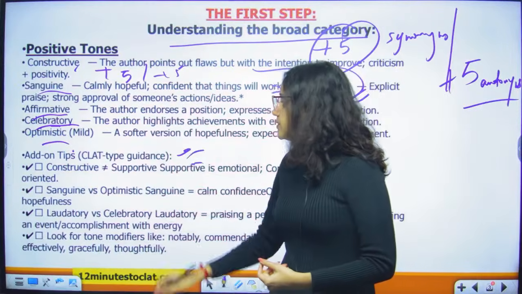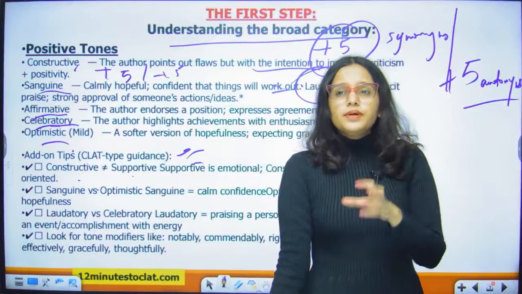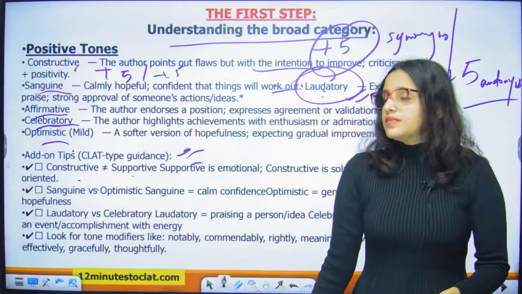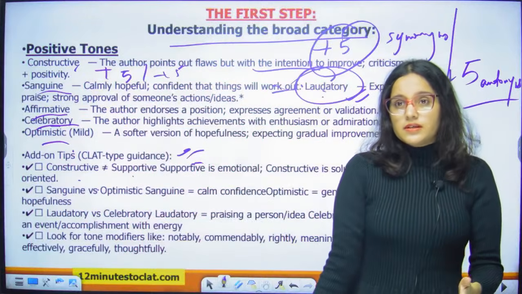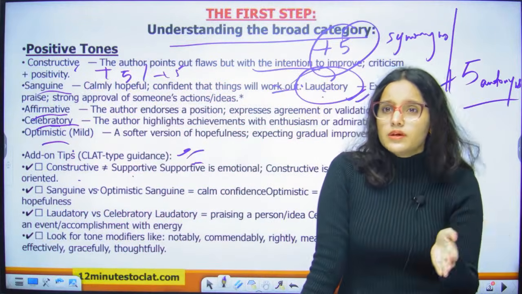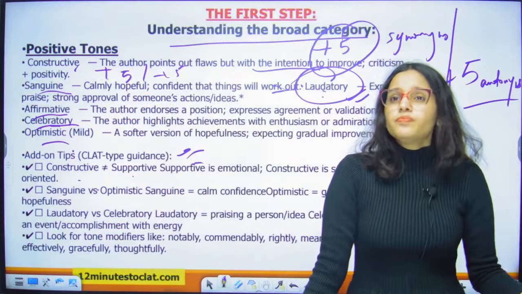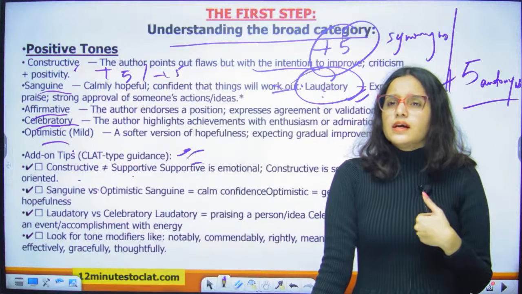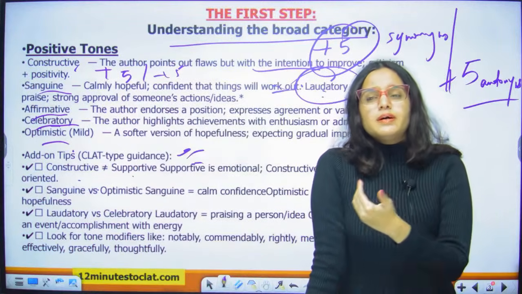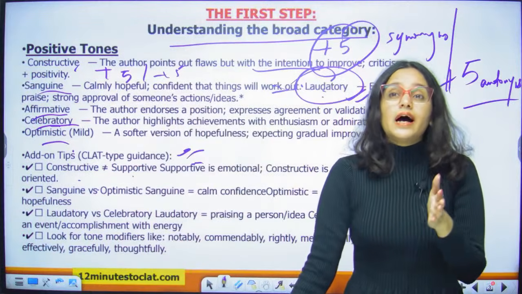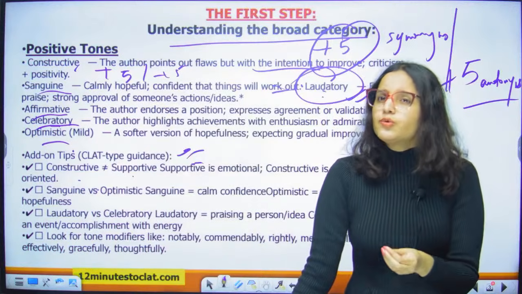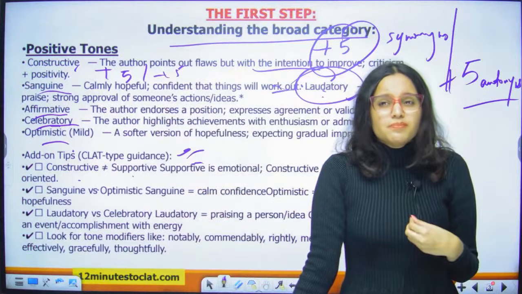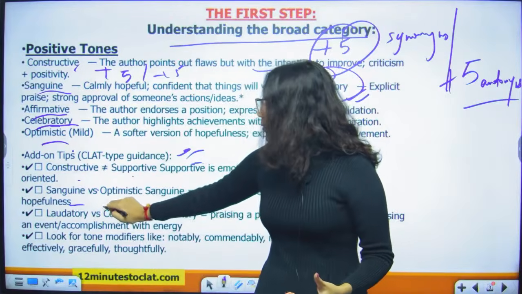Now there are some quick tips, which are constructive and supportive. Although they appear very similar, there is a very small, hair-like difference between the two. Constructive is usually rational. You're saying, okay, so and so things are bad, but then it can be improved by so and so measures taken in place. Supportive is when you're saying, okay, these things are bad, but I still extend my support. So supportive is more emotional. Constructive is rather rational and logical. That is the minute difference between these two.